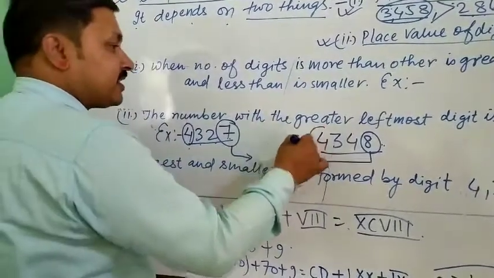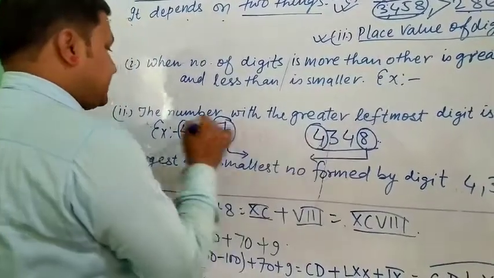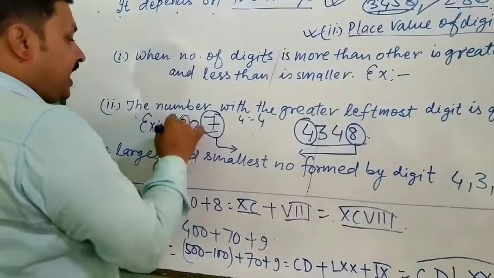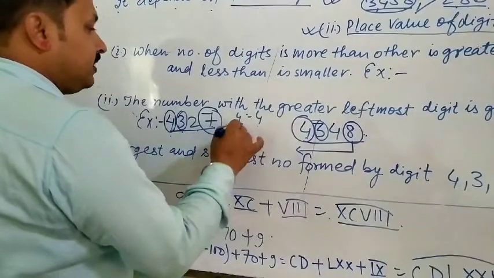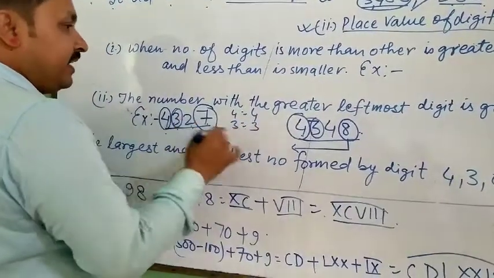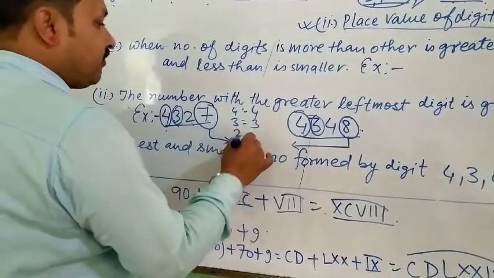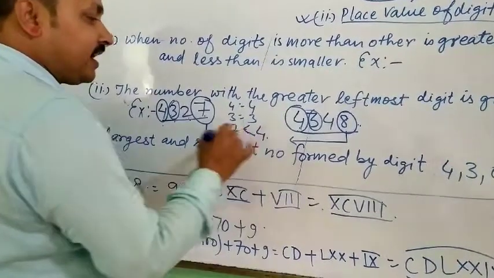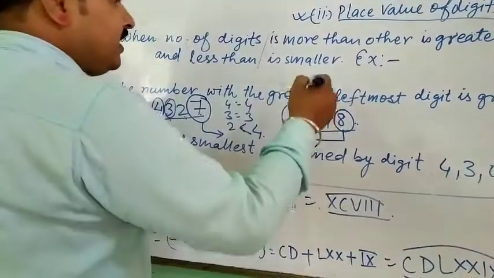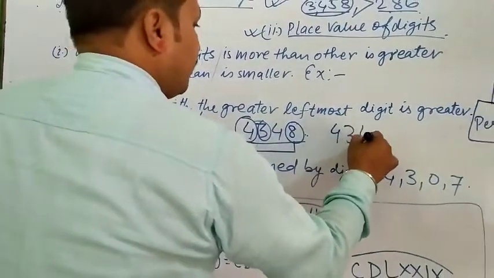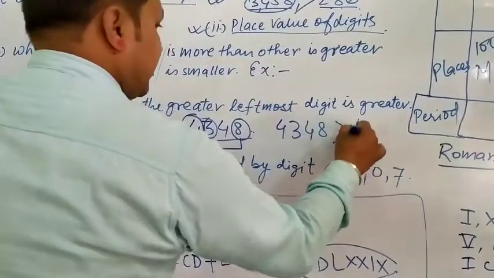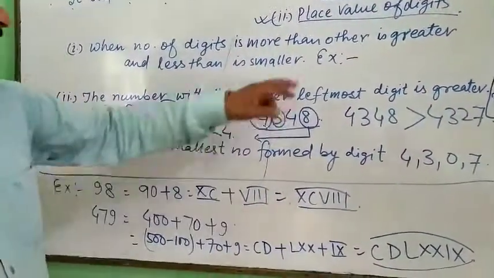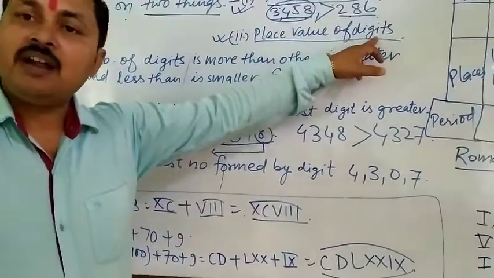From the thousands place at first, these are equal, 4 equals 4, and in the hundreds place 3 equals 3, and in the tens place 2 is not equal to 4. So 4 is greater than 2. That means 4348 is greater than 4327. So it depends on the place value of the digits.